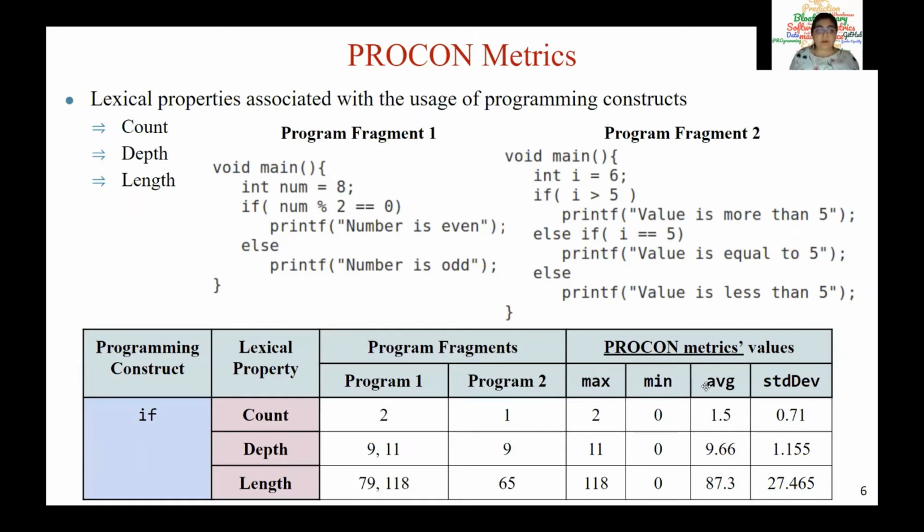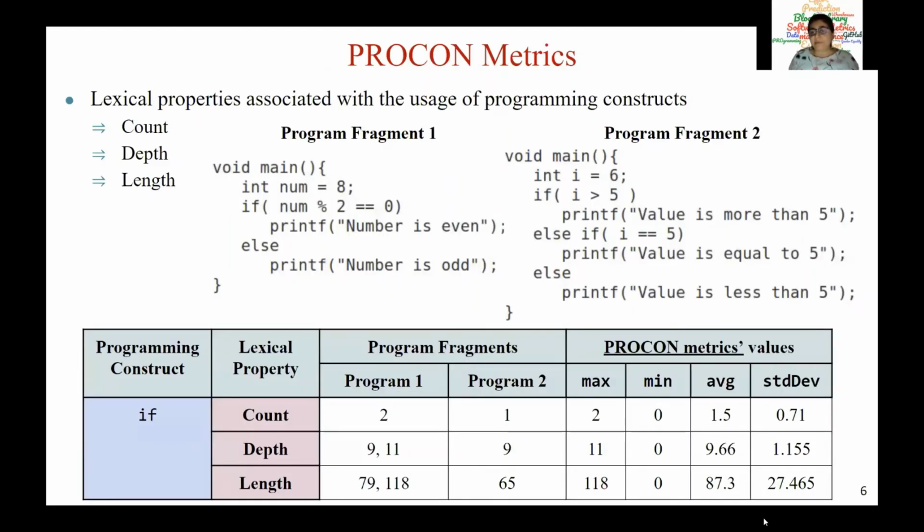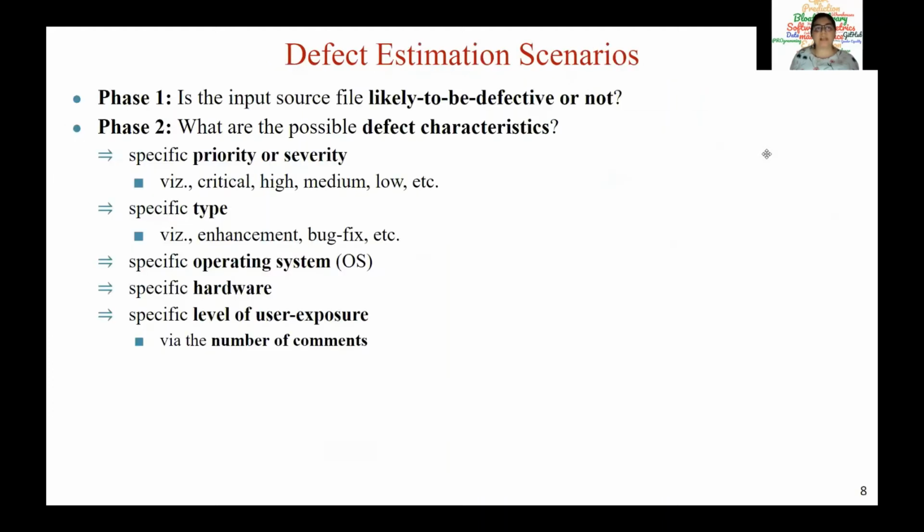What is the depth of if in, let's say, the abstract syntax tree of the programming fragment when we parse it? What is the length in terms of the character count, excluding the spaces? Finally, when we take the max, min, average, and standard deviation of these values at file, function, and class level, that is what we term as PROCON metric values. This is an example of an ANTLR generated abstract syntax tree, which we use to fetch the depth values.